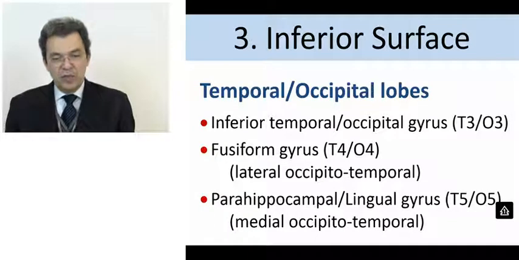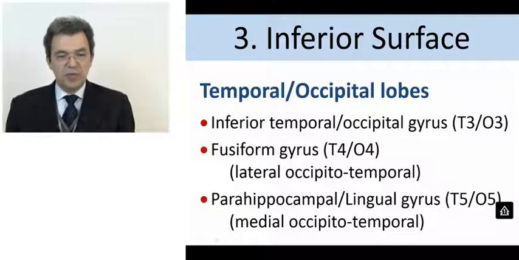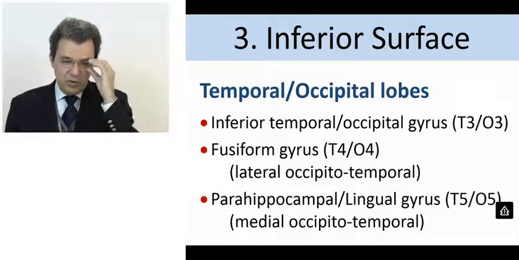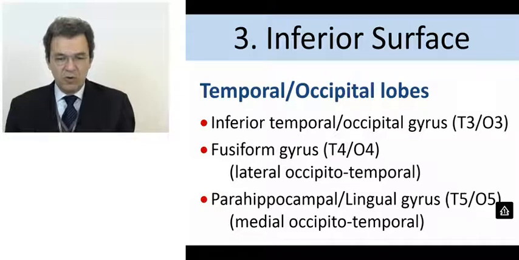And then the posterior part of the inferior surface, here you have the temporal and occipital lobes, and because there is no clear anatomic line separating them, quite often it's spoken about the temporal-occipital lobe. It's of course inaccurate, but you will find this sometimes in the literature. So you have the inferior temporal and occipital gyri. You have the fusiform and the parahippocampal and lingual gyri.